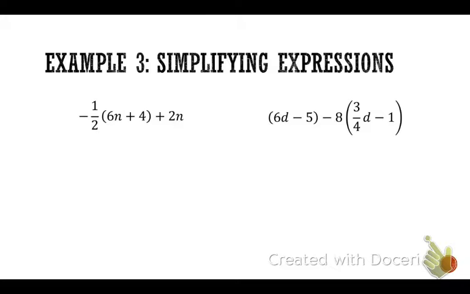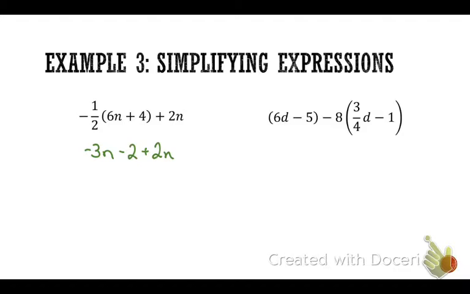So what would be negative 1/2 times 6n? Someone raise your hand and tell me. Destiny. Negative 3n. Okay. What about negative 1/2, Haley, times 4? What do you think? Negative 1/2 times positive 4. Negative 2. Very good. Because we only had one negative. But now I have to bring down my positive 2n.